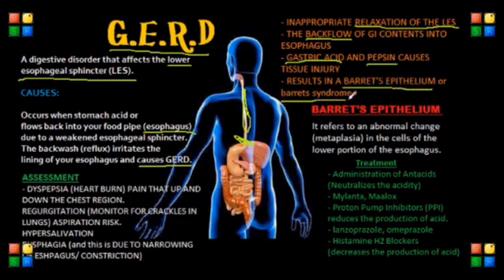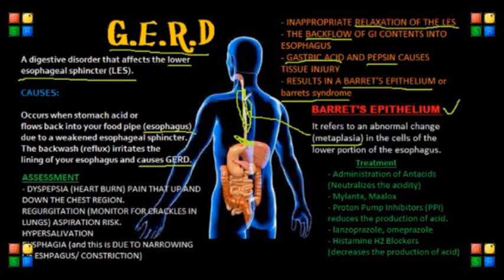So what is Barrett's epithelium or Barrett's syndrome? It basically refers to the abnormal change, which is what we call metaplasia, within the cells of the lower portion of the esophagus, and this occurs due to the backflow of the gastric acid and the pepsin. It's usually characterized by the replacement of the normal squamous epithelium lining within the esophagus, which becomes replaced with simple columnar epithelium with goblet cells, right?